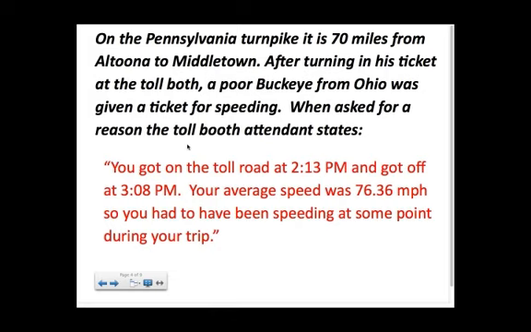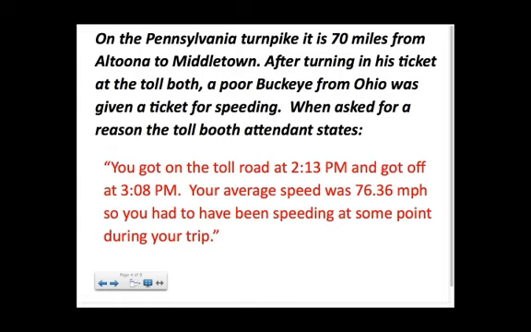Obviously the different cities, they know how far apart they are. So this driver turns in his ticket at the toll booth, and the toll attendant gives him a ticket for speeding right away. The driver asks for a reason, and this is the answer he gets. It says you got on the toll road at 2:13 p.m. because the ticket says so, and you got off at 3:08 p.m. because I just took your ticket and I can tell. I quickly did a calculation in my head, and your average speed was 76.36 miles per hour.